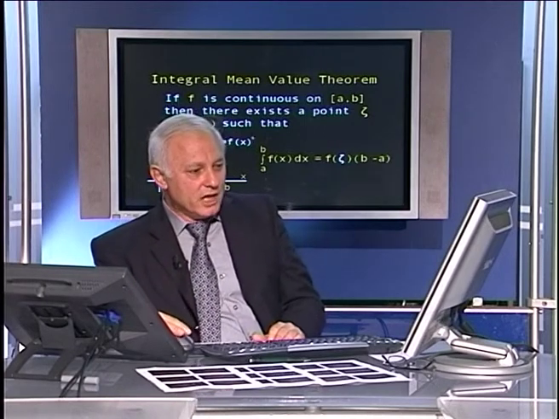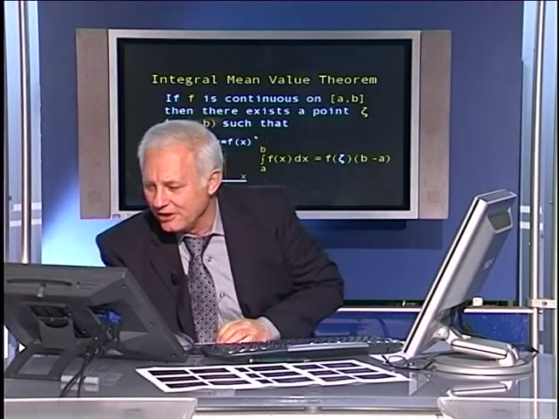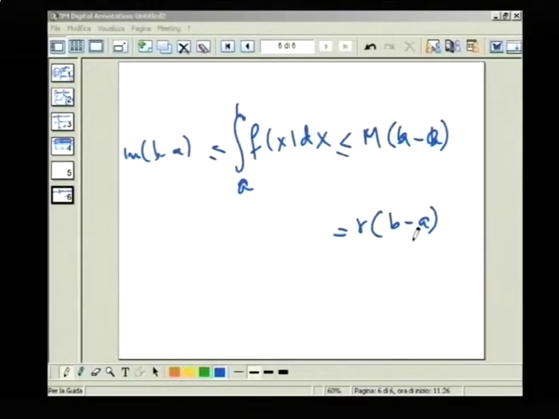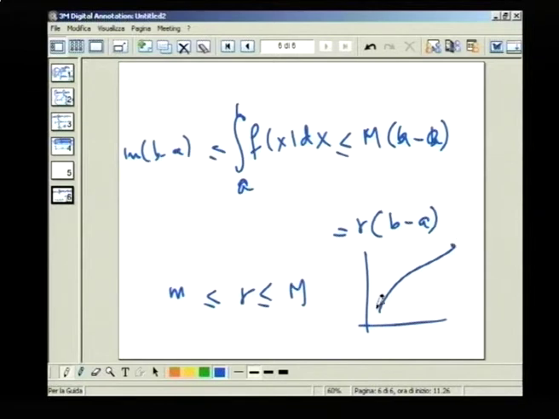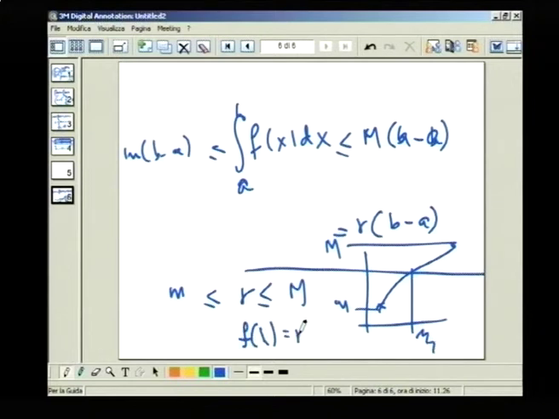So here again, this line is equal to r times b minus a. But what is this value of r? It is the value of r situated between capital M and small m. Since the function attains capital M and small m on the interval, this value of r must correspond to a value, we call it zeta, at which f of zeta is equal to r. And from there, the integral of f of x from a to b is equal to r, which is equal to f of zeta times b minus a. And this is the theorem we have here.